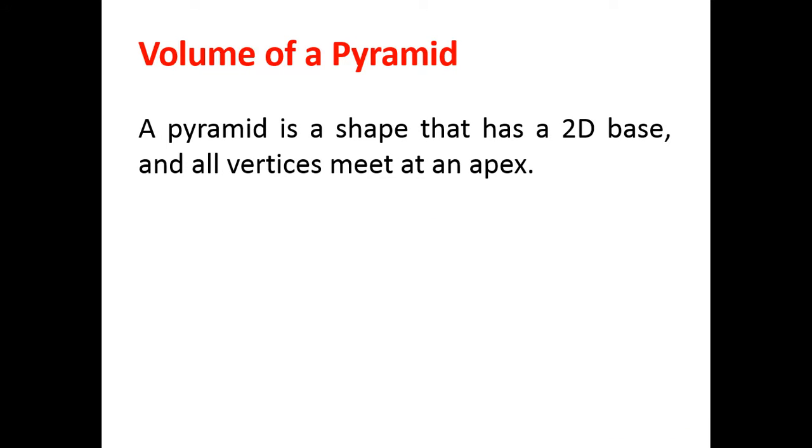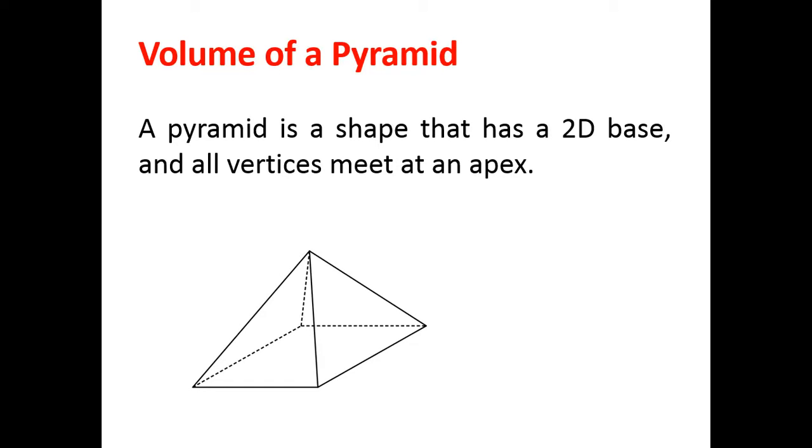A pyramid is a shape that has a two-dimensional base, and all vertices or corners of the base rise up to meet at an apex. So here's a pyramid. We'll add in some hidden lines, and you'll see that all corners of the base rise up to meet at an apex. The height is the distance from the middle of the base right up to the apex.